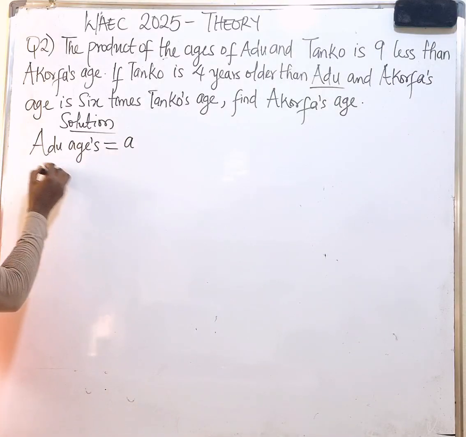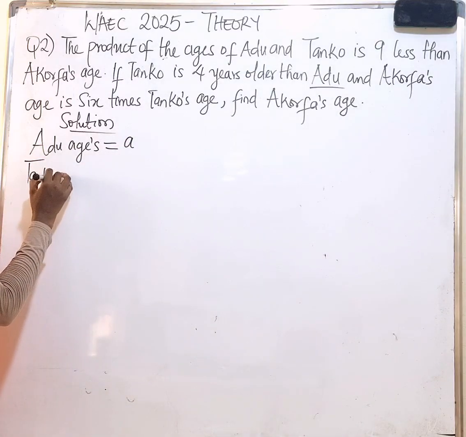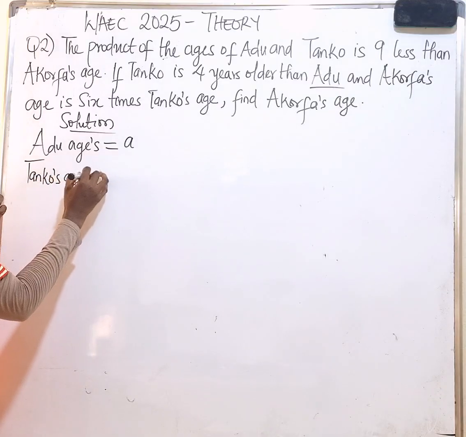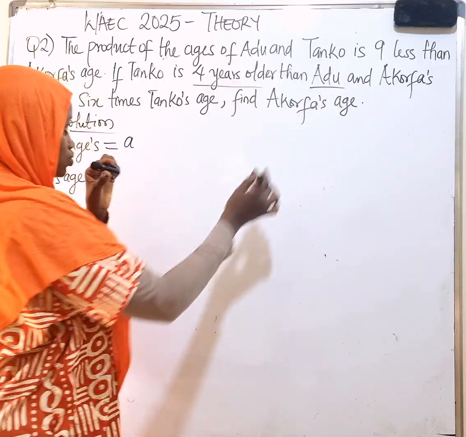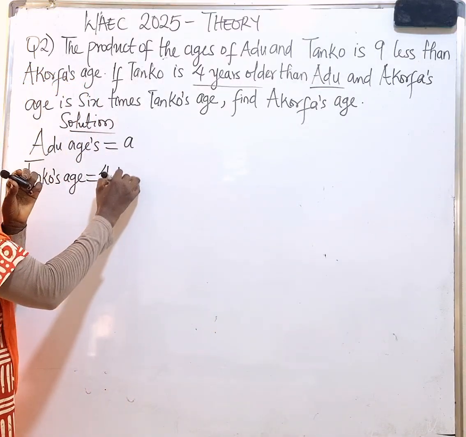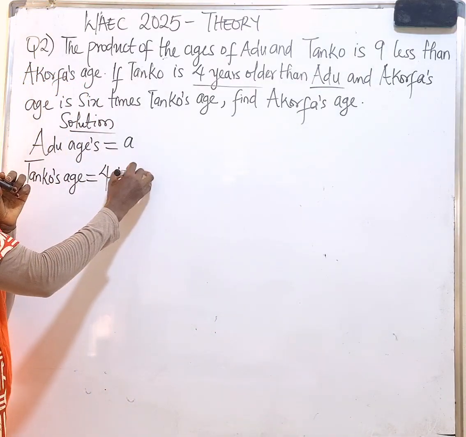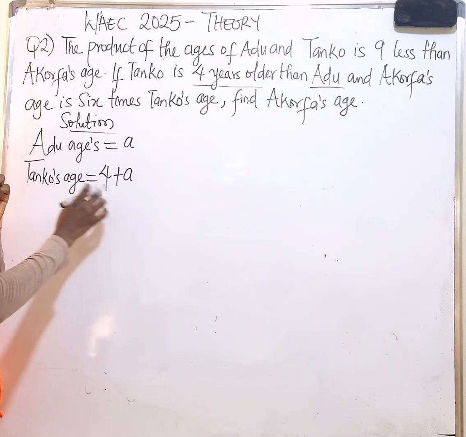Now, the next person is Tanko. We do not know Tanko's age, right? But there is a statement here that says Tanko is 4 years older than Adu. 4 years older means 4 plus Adu's age, which is A. So this is Tanko's age, 4 plus A.